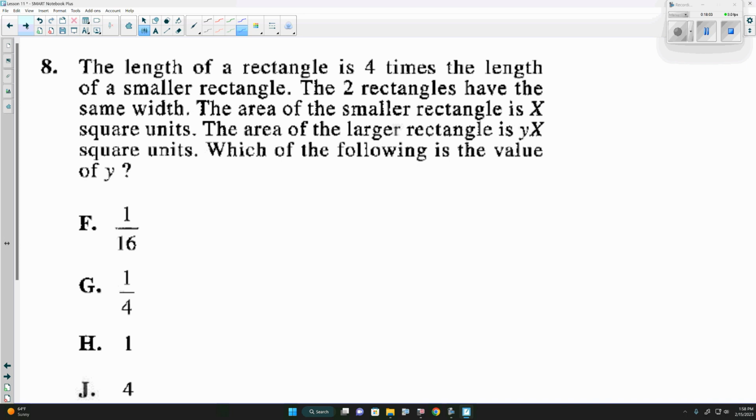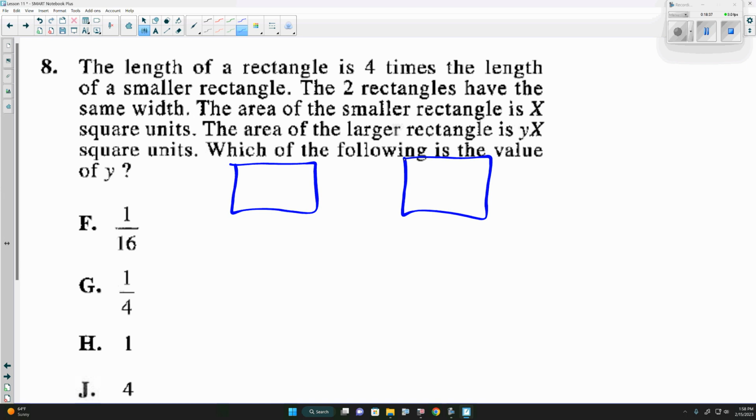The length of a rectangle is 4 times the length of a smaller rectangle. The two rectangles have the same width. The area of the smaller rectangle is x square units. The area of the larger rectangle is yx square units. Which of the following is the value of y? So, and again, with any problem like this here, I say it's always good to draw a shape, draw a way to represent the two figures.